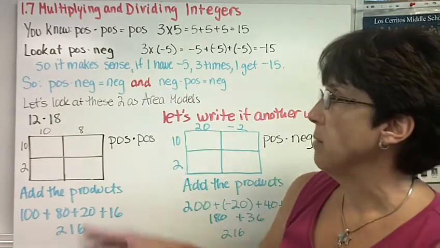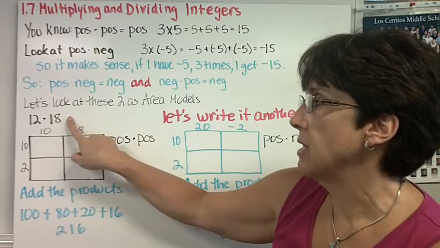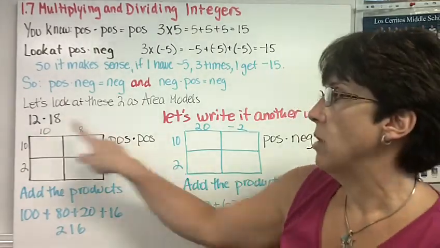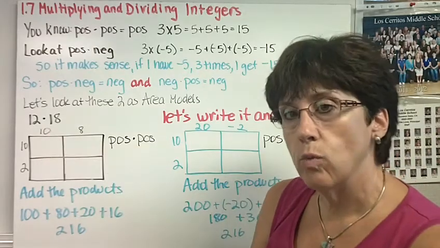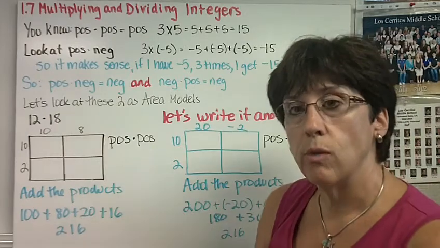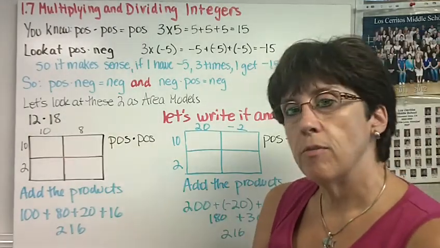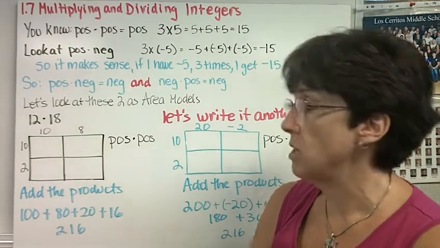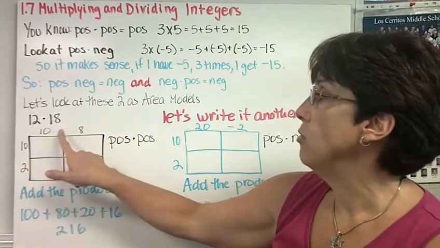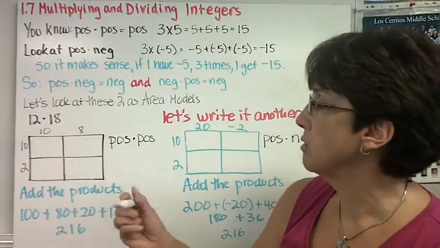Let's look at these 2 examples as area models. This time I would like to multiply 12 times 18. It's an area model because if I had a rectangle with one side 12 and the other side 18, to find the area I would multiply them together. Well, I don't know what this is off the top of my head, so I'm going to break down those numbers. I'm going to say 12 is 10 plus 2, and I'm going to say 18 is 10 plus 8, and get the partial products.